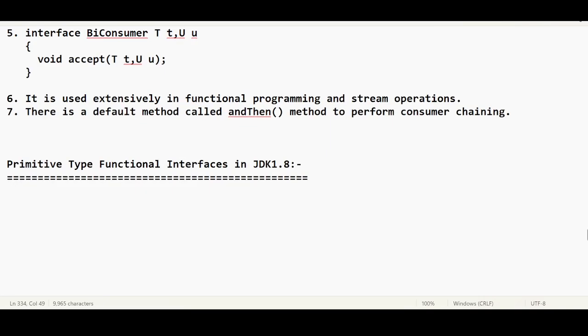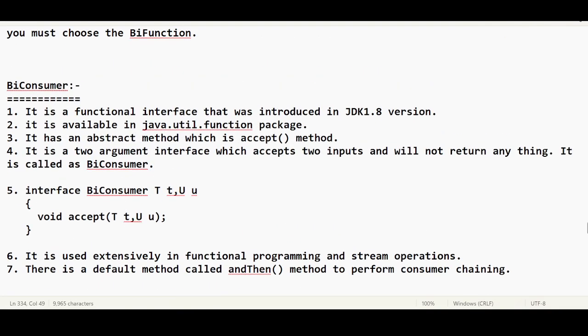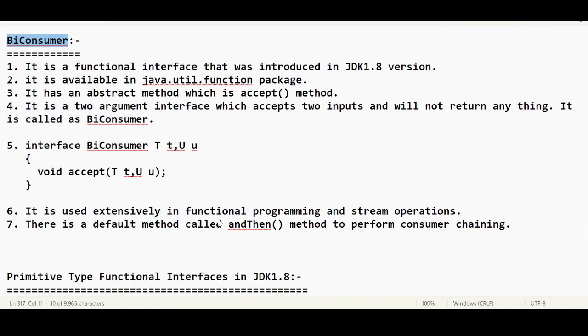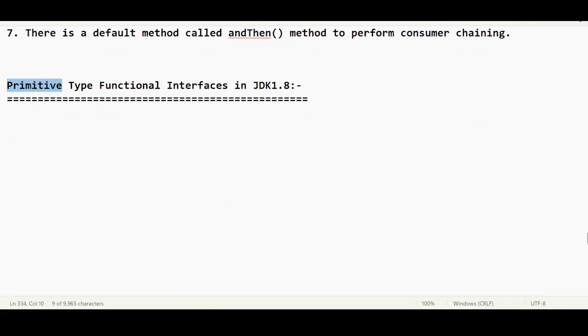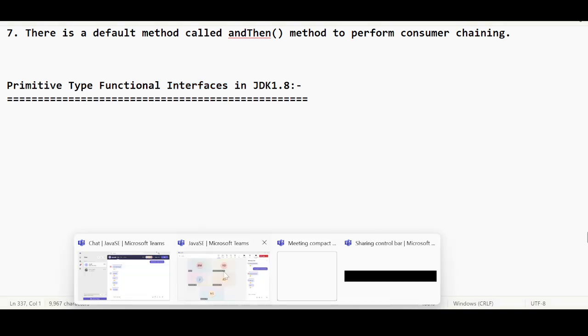Okay, so we have completed discussing BiConsumer in the previous session. Today the topic is primitive type functional interfaces in JDK 1.8. You get a lot of interview questions on primitive type functional interfaces. Before understanding them, I want you to understand three other topics.